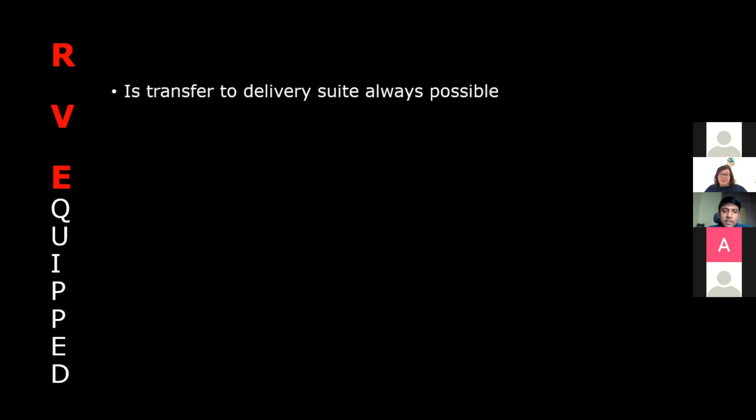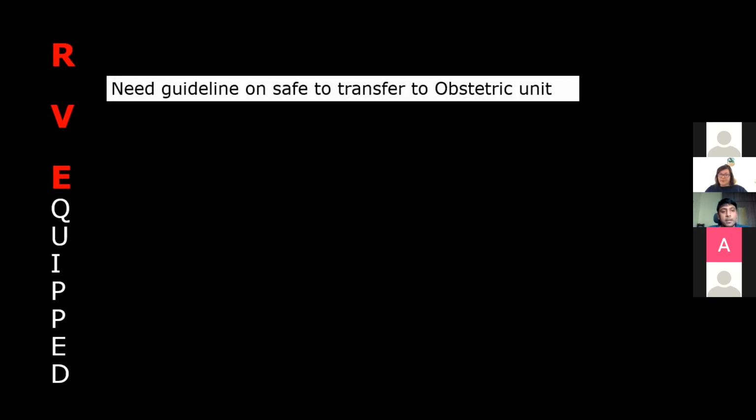So this patient delivered in the ED. The question is, when should we transfer to the delivery suite? And if different patients present at different points in time, when do you transfer them? And is it always possible to transfer them? Which is quite a tricky question. There should be an understanding between the obstetric team and the ED team to see when you can transfer the patient if they are in active labor.